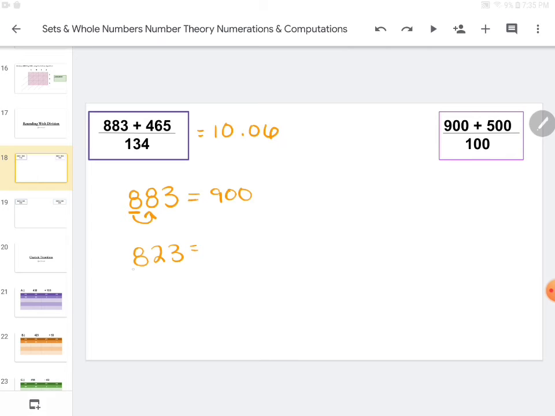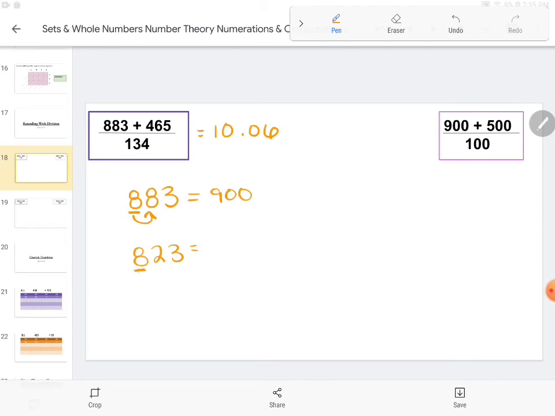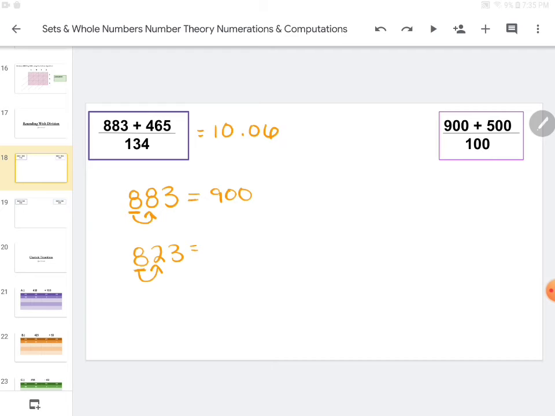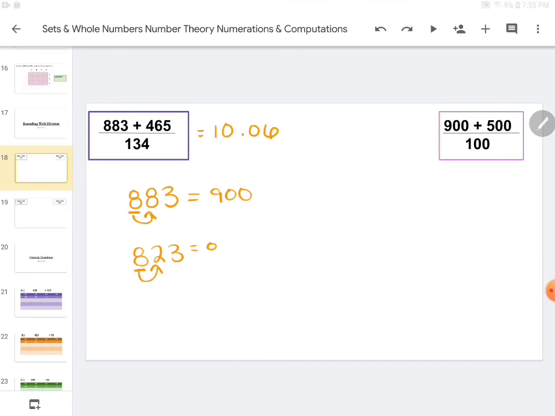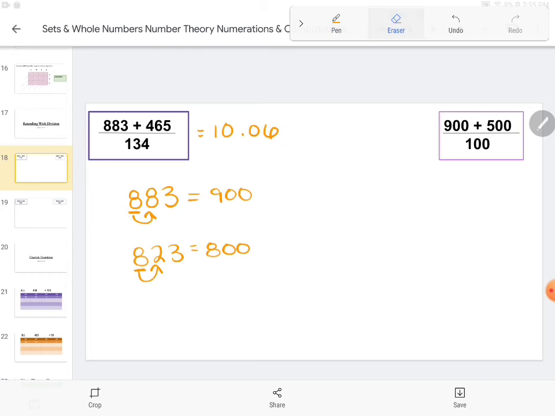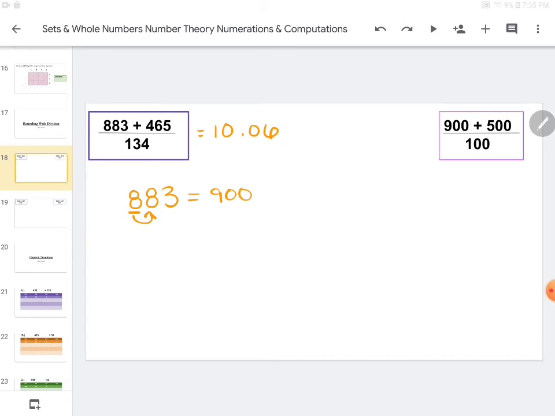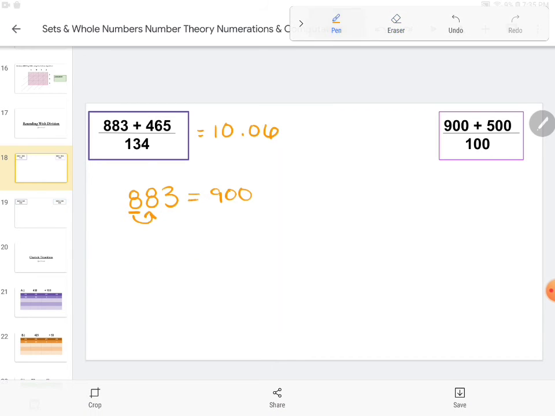Now, say instead of 883, we were given 823. When we get our 8 and we look at the digit to the right of it, the 2 is below 5, so we would have rounded it to 800. But since it is above 5, we can go ahead and call that 900.